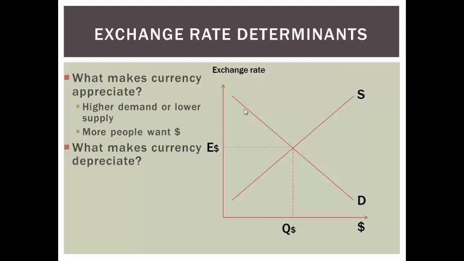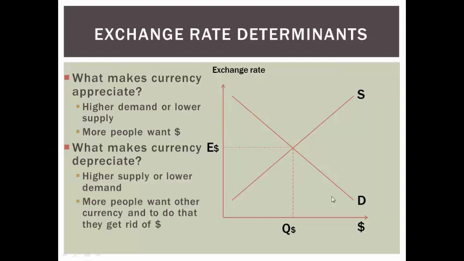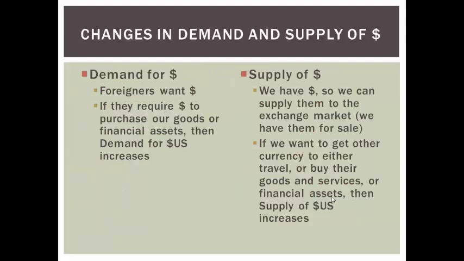So what's going to make the currency depreciate? Movement in supply and demand that will move this exchange rate, the equilibrium price, down. So it's either an increase in the supply or a decrease in the demand. If more people want other currencies, we need to get rid of the dollars to get other currencies, and that's how the exchange rate is going to go down for United States dollars.